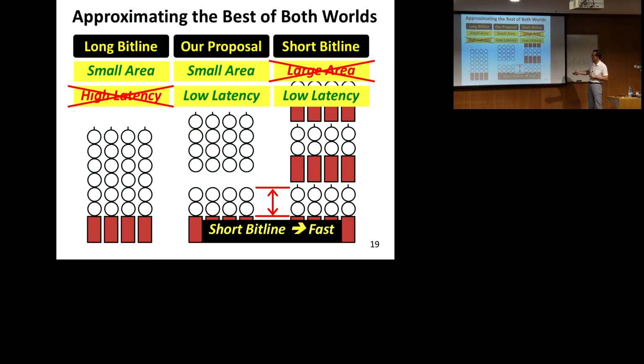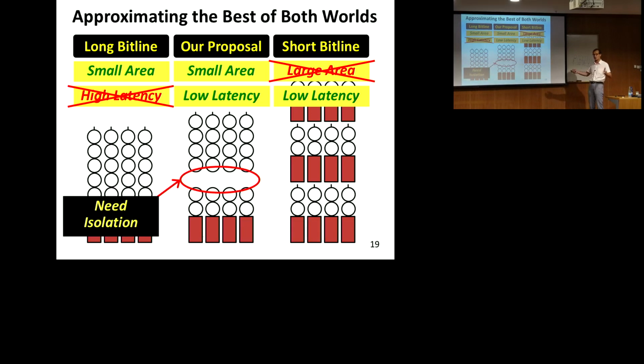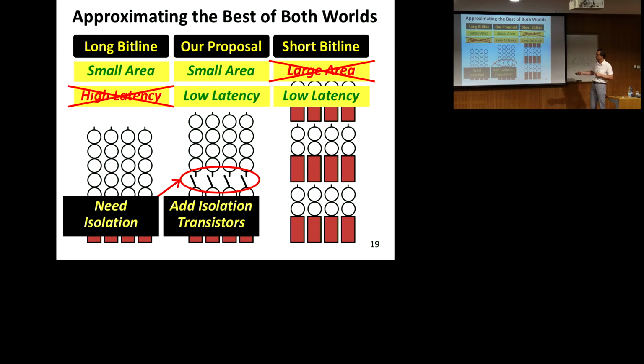If you create a region in this long bitline architecture that can be accessed very quickly, you may use that region for fast accesses. This requires some isolation inside the bit lines, and for this, we add isolation transistors. The idea is you have these isolation transistors that segment the bit line. If you enable them, you get to access this part. If you disable them, you get to access this part only, but you can access it very quickly because these look like short bit lines. You have low capacitance. That's the idea.